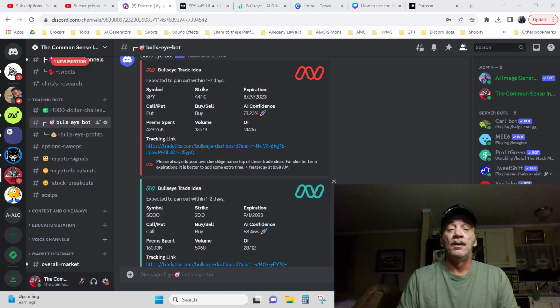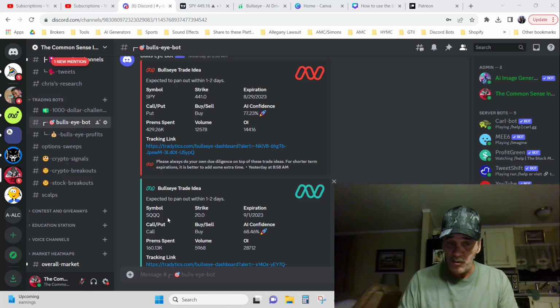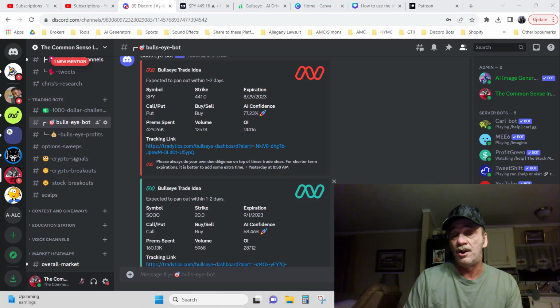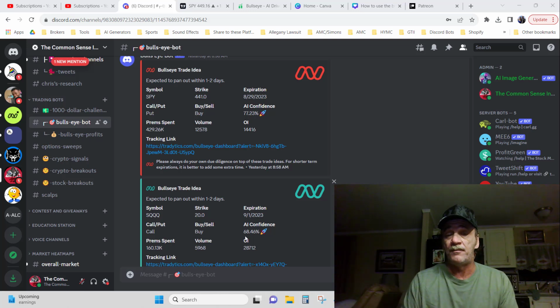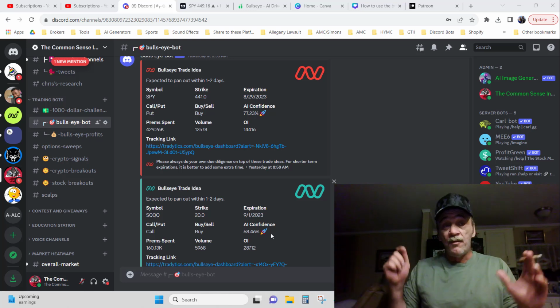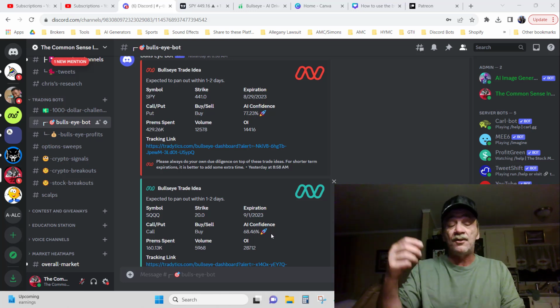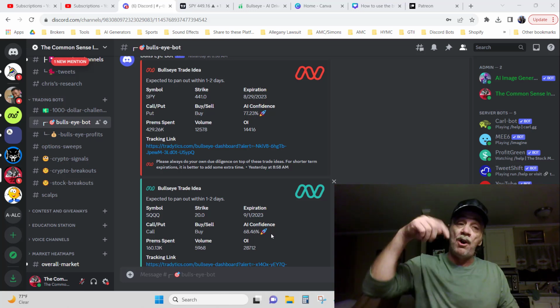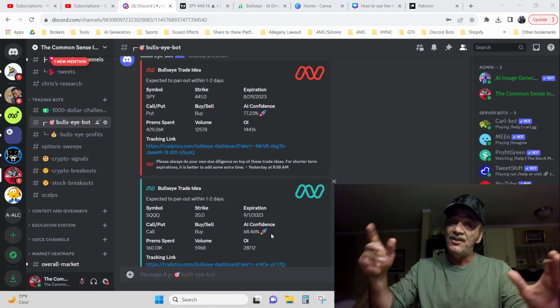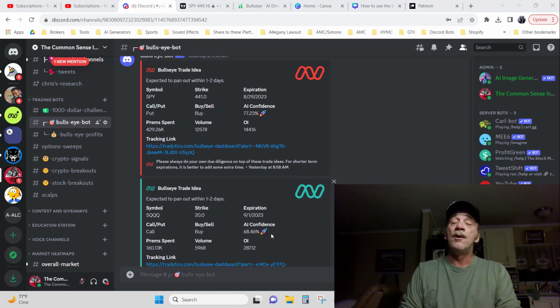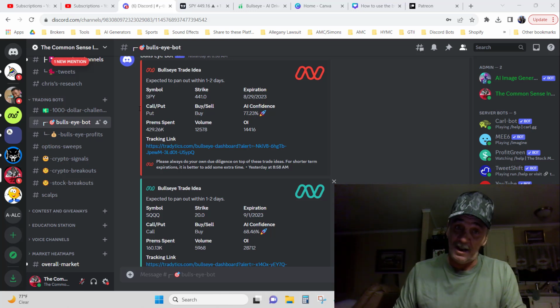In the SQQQ, it says to buy a call at $20 strike price for 9/1/2023, and the confidence of it is 68.46% that it will go to the moon. But does that mean this bot is going to be right? If you look at this trade and the suggestion that it's giving you and you jump in, will it be successful? The answer, probably not, okay?